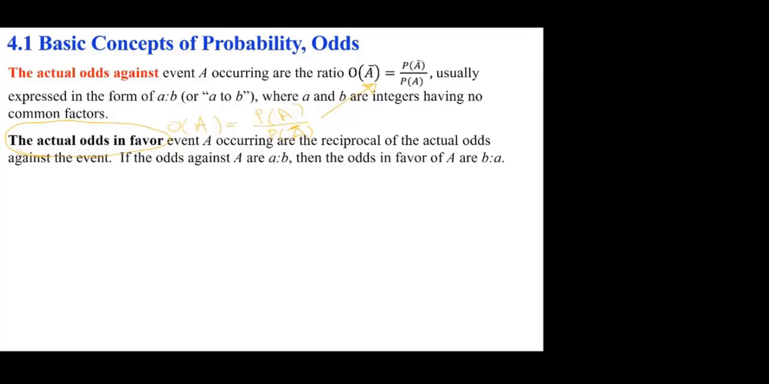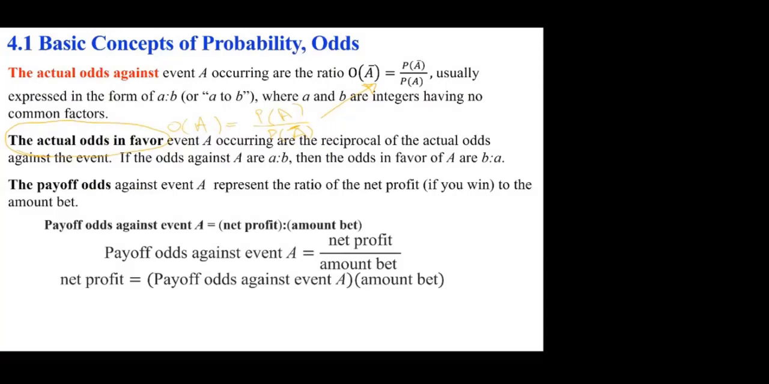And so you have the definition of a payoff odd. The payoff odds against event A represent the ratio of the net profit if you win to the amount bet. Payoff odds against event A equals net profit to amount bet. Net profit equals payoff odds against event A times amount bet. So payoff odds against A is the ratio of the net profit to the amount of bet. So therefore, your net profit is the product of the two, the payoff odds and the amount of bet that you put in.